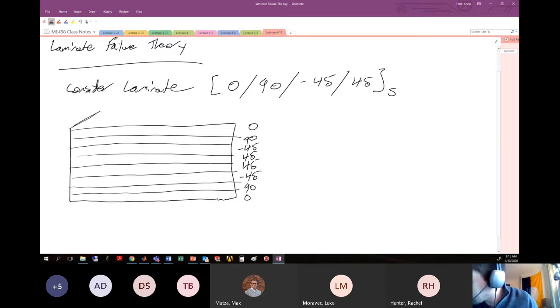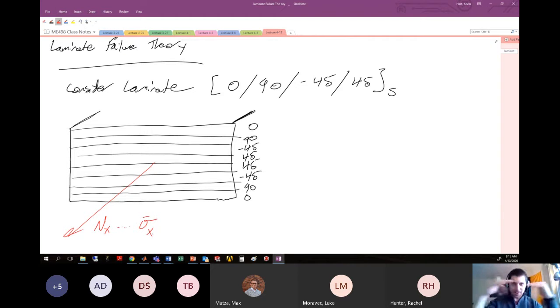All right, and if this has depth into the page here, we're going to be loading this entire laminate in this general orientation. We're going to put some load on here. Let's just call it NX, or what you might call sigma bar X. Let's say they're equivalent loading in this direction. And we want to think about the orientation of how the fibers are moving in each one of those individual layers.